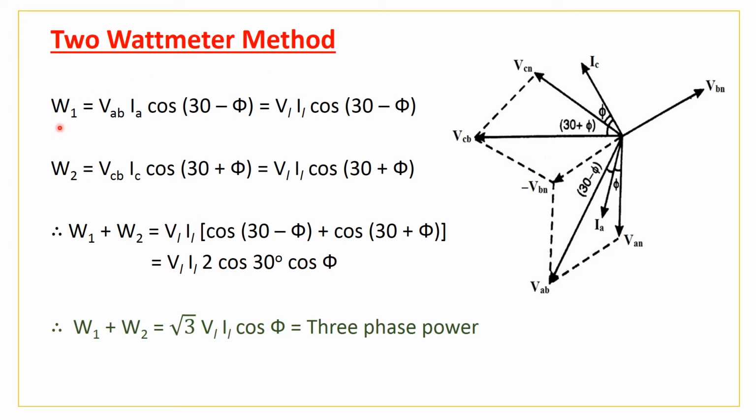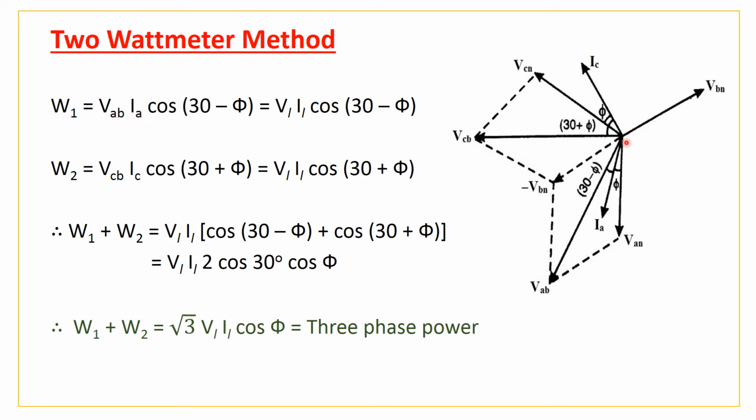So W1 is equal to VAB IA and the cosine of angle between VAB and IA. I hope you remember this. Since the wattmeter was connected between the terminal A and B, the current flowing through it was IA and the voltage across it was VAB. Therefore W1 is equal to VAB IA and the cosine of the angle between VAB and IA.